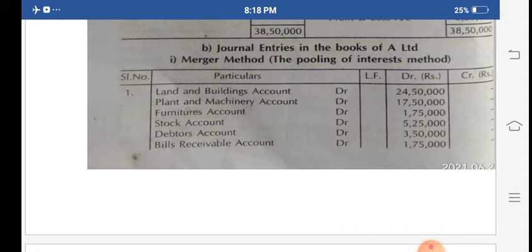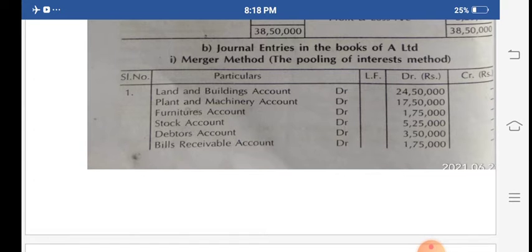So first transaction is related to what? For transfer of all assets and provisions. This entry is necessary, because we have to take all the individual assets as well as the liabilities. So realization account debit, to each asset account credit. Okay, so this is under the merger method.